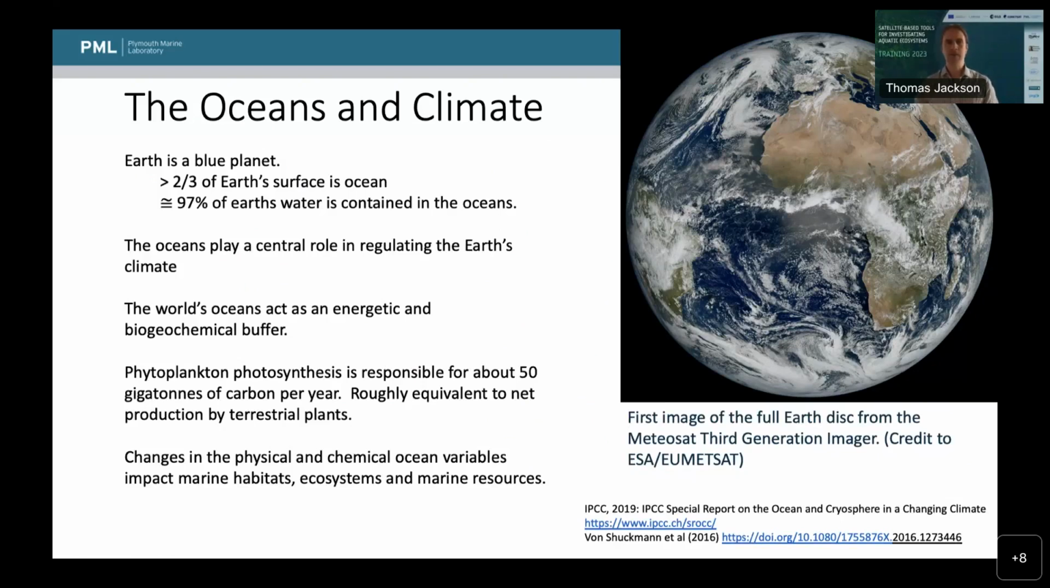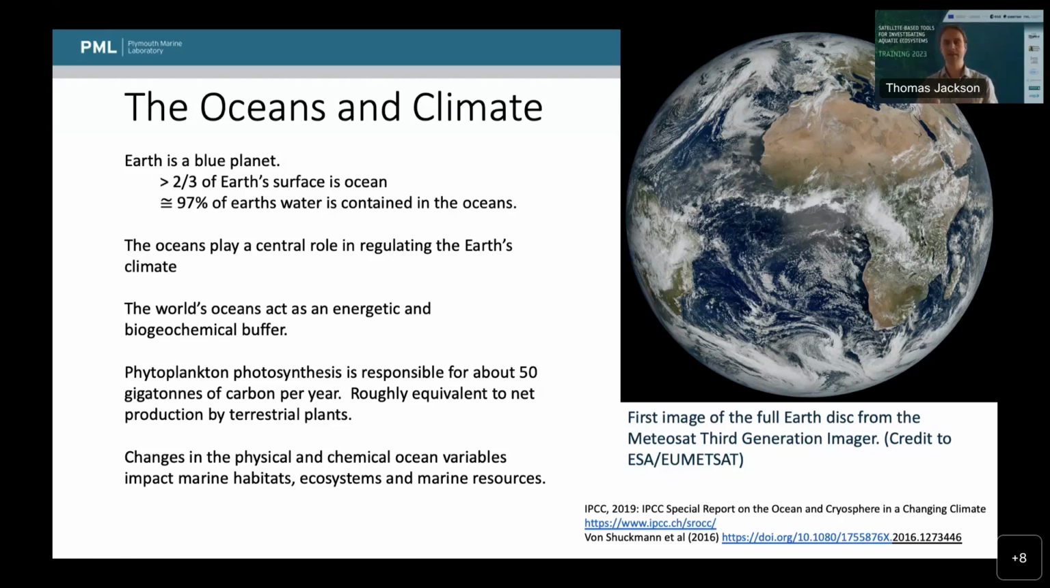Not just in terms of them being a huge source or vector for heat moving from the tropics to the poles, but also with things like dissolved gases. They really are a buffer and a key player in the whole system.